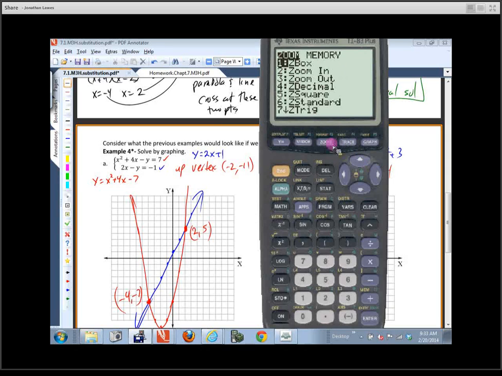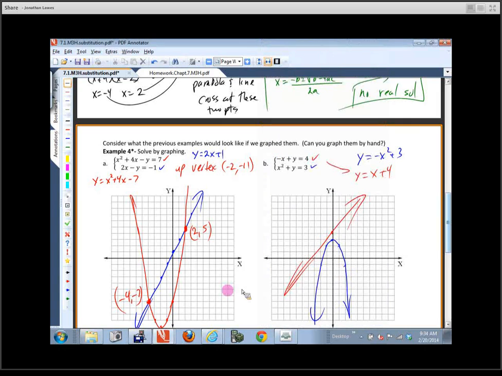And if I hit, let's do the standard window. There's that line. Here's the parabola. And we're going to hit second calculate, and we want an intersection point. Let's say I want to find this one right here. It says first curve, do you want the line? We say yes. Second curve, we want the parabola. We say yes. And then it says take a guess. Let's just get kind of close to that point right there. Hit enter. It'll work for a while, and it'll tell us that it's 2, 5. We've done that before, right? Any questions?